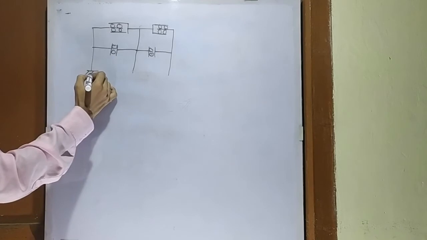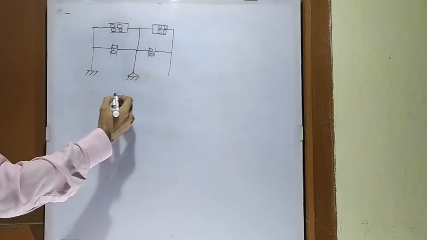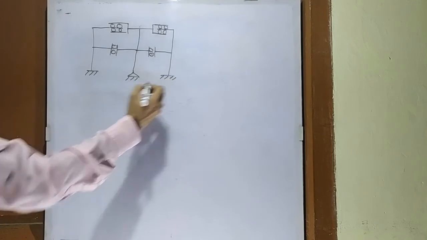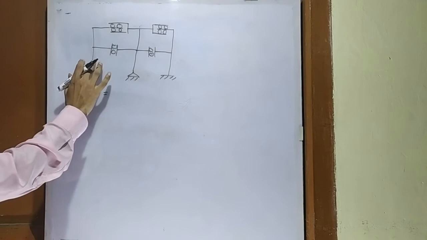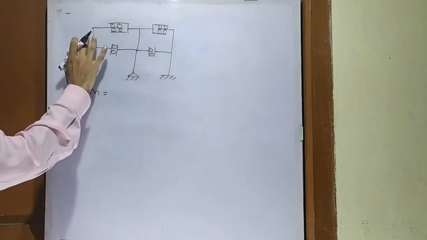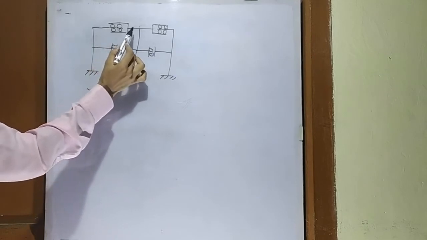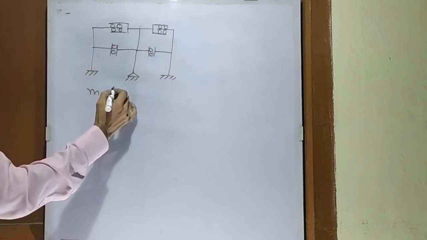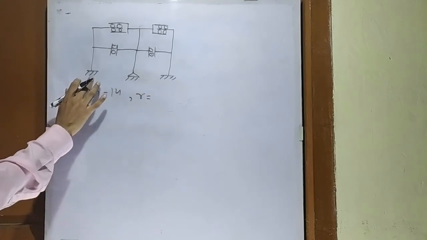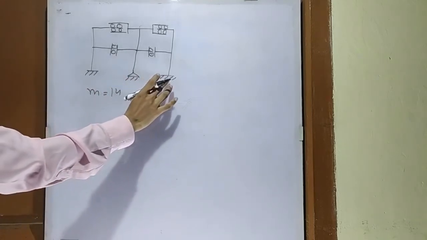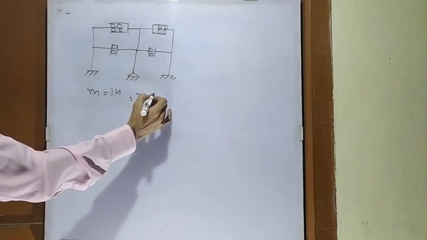What is the support condition? There is a fixed support, a pin support, and the other support is also fixed. So in this structure, what is the number of members? Number of members is 1, 2, 3, 4, 5, 6, 7, 8, 9, 10, 11, 12, 13, 14. Number of members is 14. Number of reactions is 3 at this fixed support, 2 at this pin support and 3 at this fixed support. So 3 plus 3 is 6, and 2 more is 8.